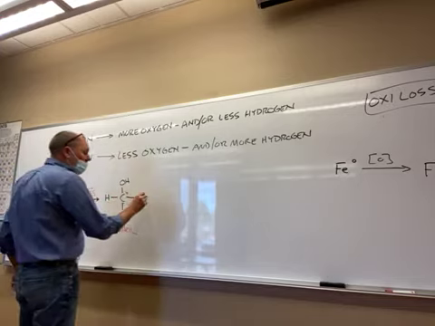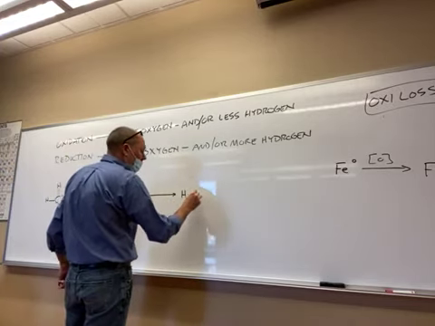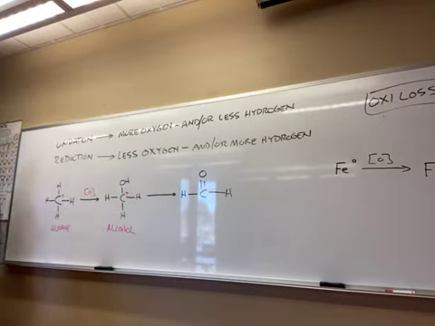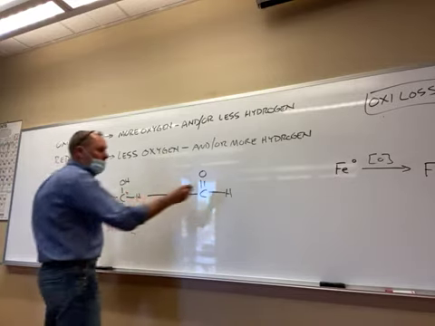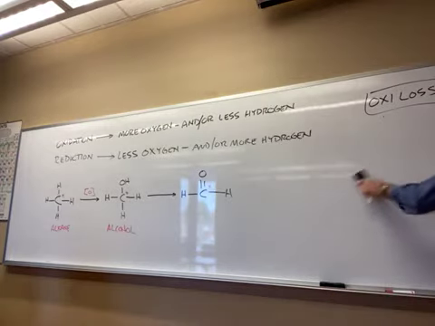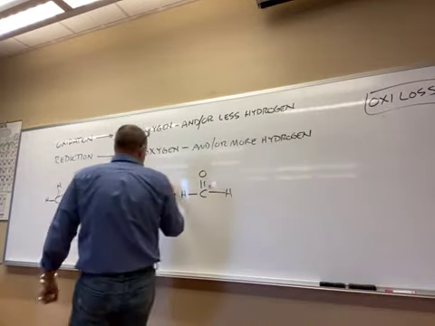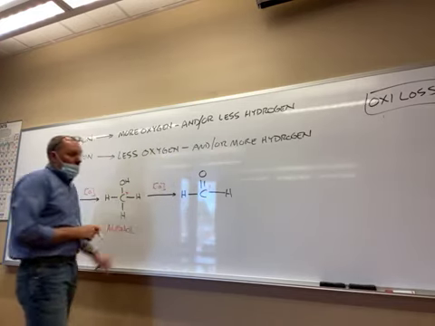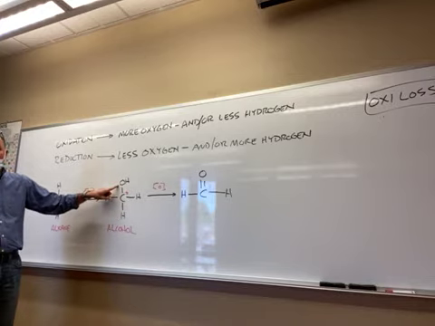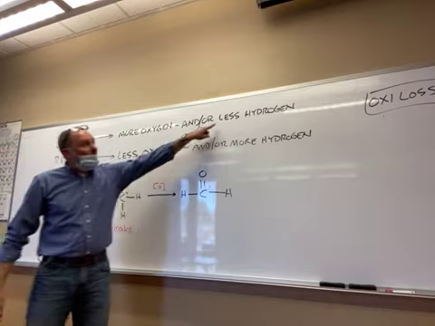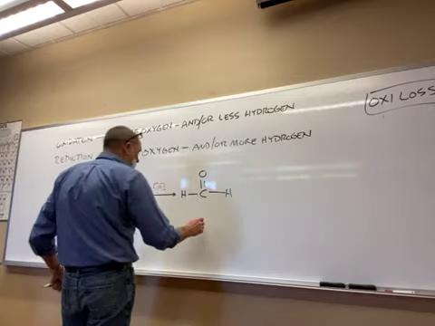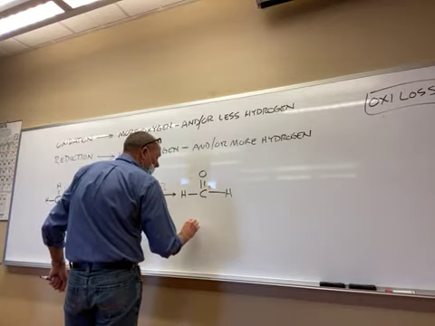If I take an alcohol and remove another hydrogen, what happened to this carbon? It was also oxidized, right? That carbon lost a hydrogen. It still has one oxygen, but it lost a hydrogen. Less hydrogen is an oxidation step. So when I go from a primary alcohol and lose a hydrogen, I go to an aldehyde.